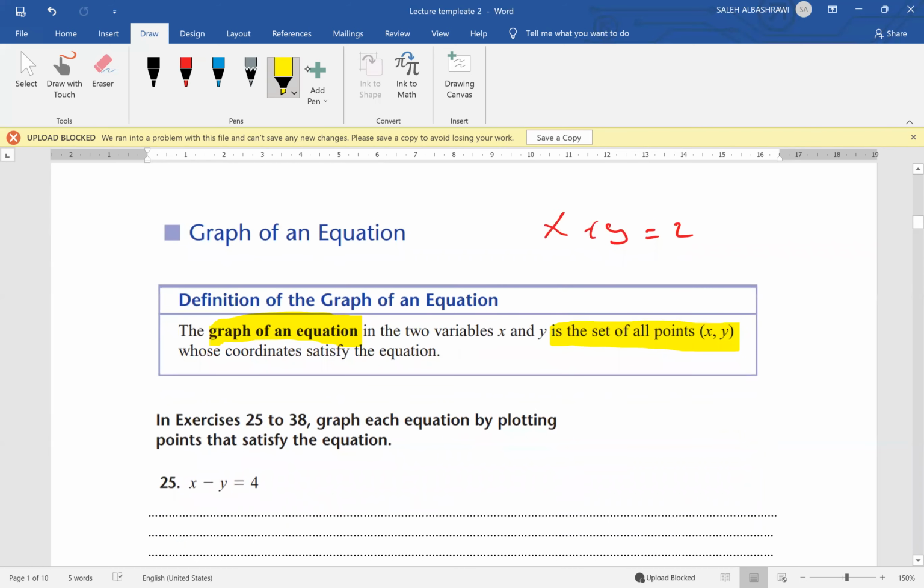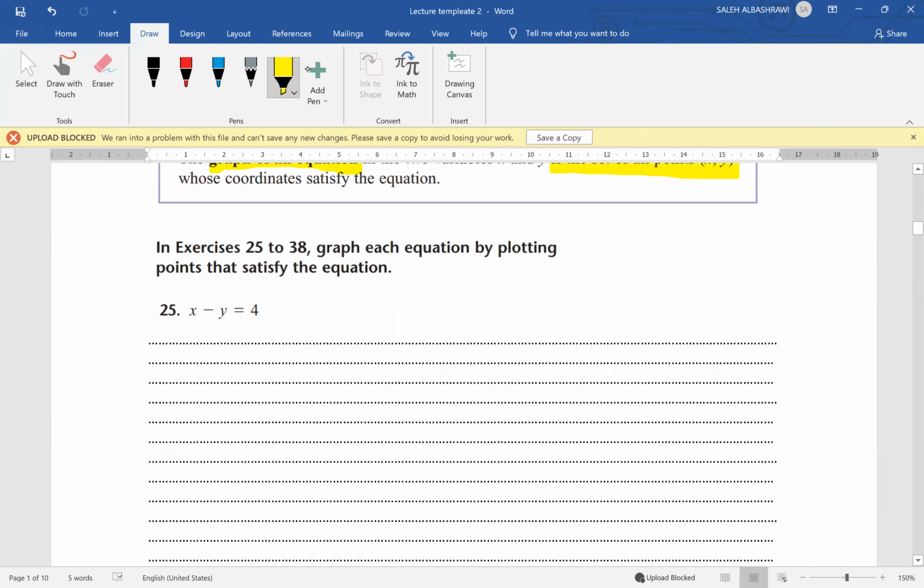For example, I need to graph each equation by plotting points that satisfy the equation. I have this x minus y equal to 4. I have two variables, x and y. I can write this equation as y equal to x minus 4. That's just to make it easier to solve. y equal to x minus 4. Plotting points means that we are going to choose values for x and then find y.